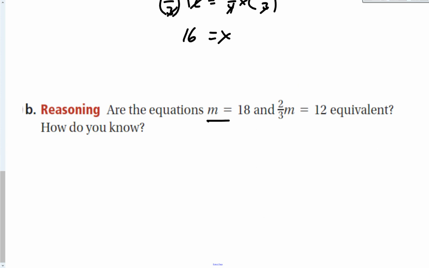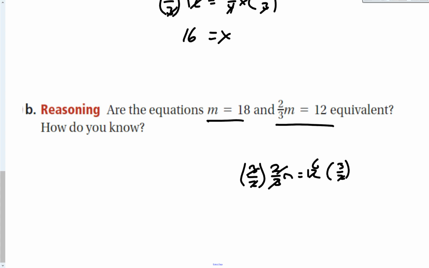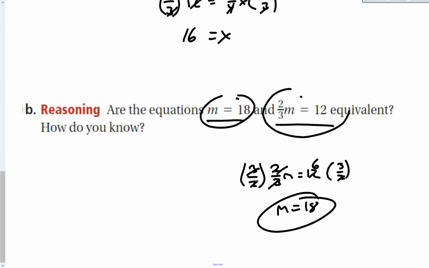Are the equations m is equal to 18 and 2/3 m equal to 12 the same thing? Well, let's see. 2/3 m is equal to 12. If I want to get m by itself, same thing, I multiply by the reciprocal. This turns into, these two cancel, these two cancel. That's 6, and 6 times 3 is 18. So yes, they are the same. And it's tough to tell that by just looking at it. So we know by actually solving for m and proving that these two are equivalent expressions.